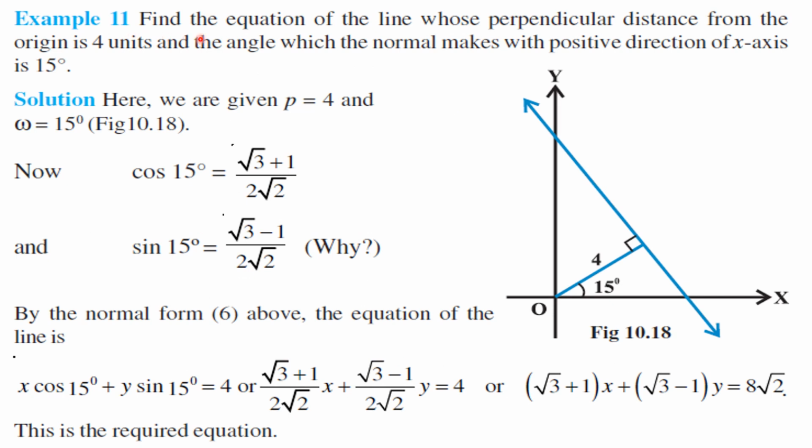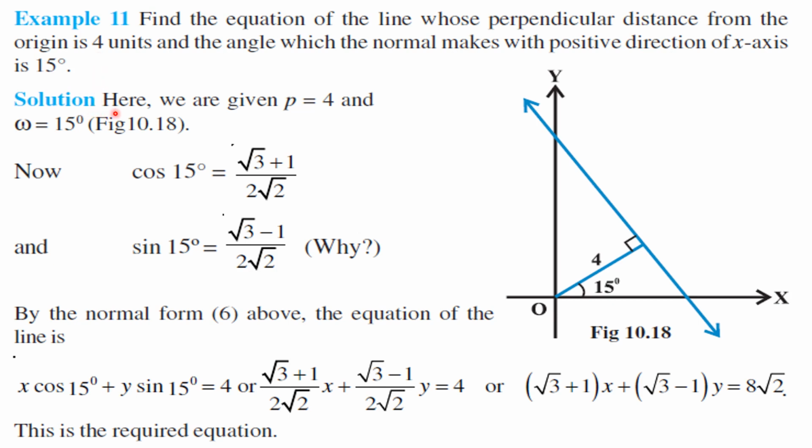Let us take an example to understand this concept well. Okay, my children, find the equation of the line whose perpendicular distance from the origin is 4 units and the angle which the normal makes with the positive direction of x-axis is 15 degrees. Okay, my children, understood this question? Here, the length of the normal is 4 units and the angle made by the normal with the positive direction of x-axis is 15 degrees. This is omega and this is a small letter p. Okay, my children, understood this question?